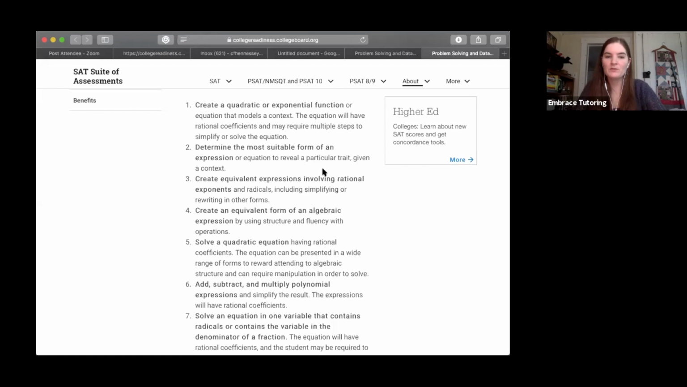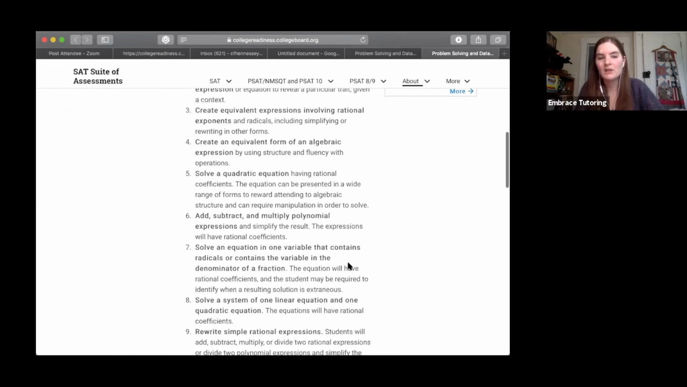Okay, and also creating equivalent expressions involving rational exponents and radicals, including simplifying and rewriting in other forms, as well as creating equivalent forms of algebraic expressions using structure and fluency with different operations. Okay, these questions also really focus on solving quadratic equations, dealing with rational coefficients in particular, and they can be represented in many different forms.